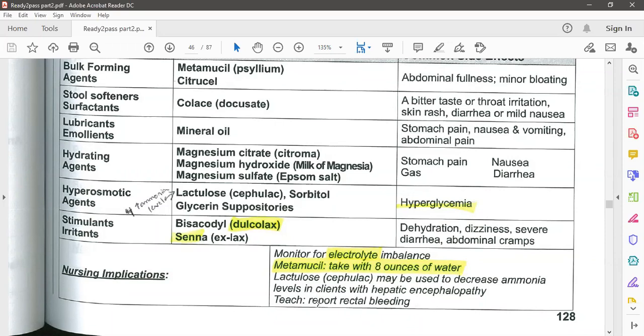Don't forget, I want to recap: if your patient has a bowel obstruction, laxatives are contraindicated. We have to encourage the patient to increase fiber-containing food and fluid intake, and also encourage your patient to exercise regularly, because regular exercise increases bowel movement, increases peristalsis, and it is good for constipation.